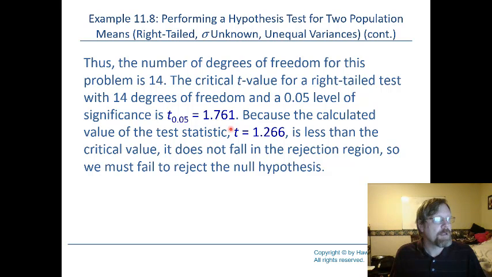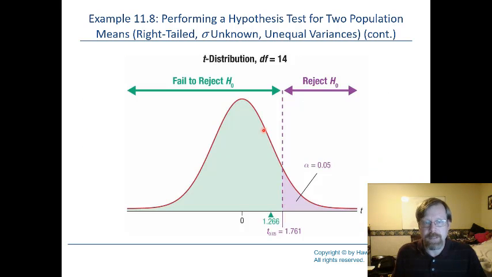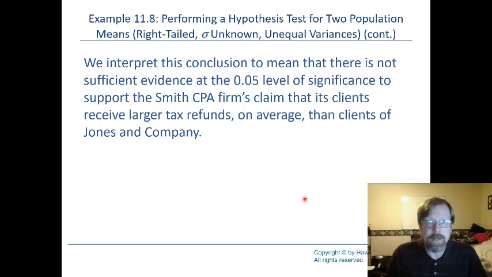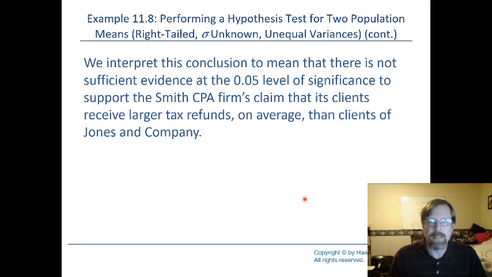Since 1.266 is less than that, it doesn't fall in the rejection region, as you can see here. There's our critical t-value, and there's our calculated t-value, and this out here is our rejection region. So there isn't enough evidence to support the claim that Smith's clients have larger tax refunds on average than Jones and Company's clients.